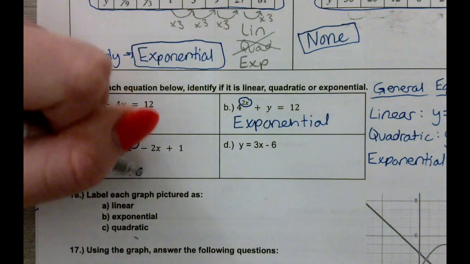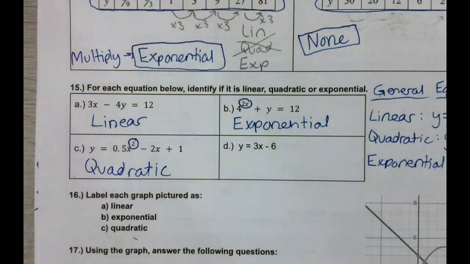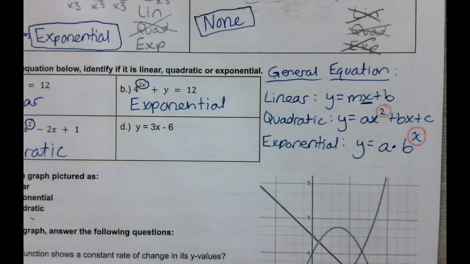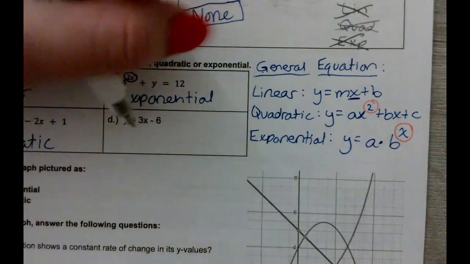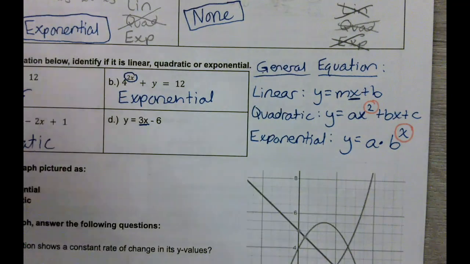Again, you don't have to think too much about these. D, y equals 3x minus 6. You should recognize that as y equals mx plus b. This is linear.